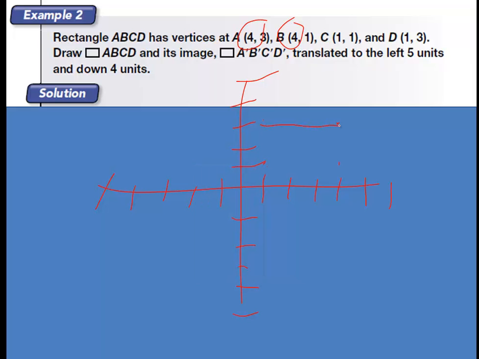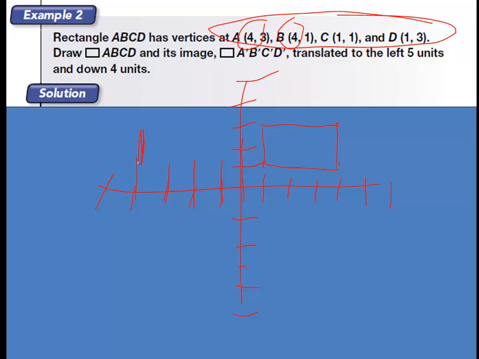So there's our rectangle right there, and that's this rectangle right here. Now we need to take that image and translate it to the left 5 and down 4. So if we take this entire rectangle and move it over 5: 1, 2, 3, 4, 5. Starting from this left edge, that means our corner is going to be over here.